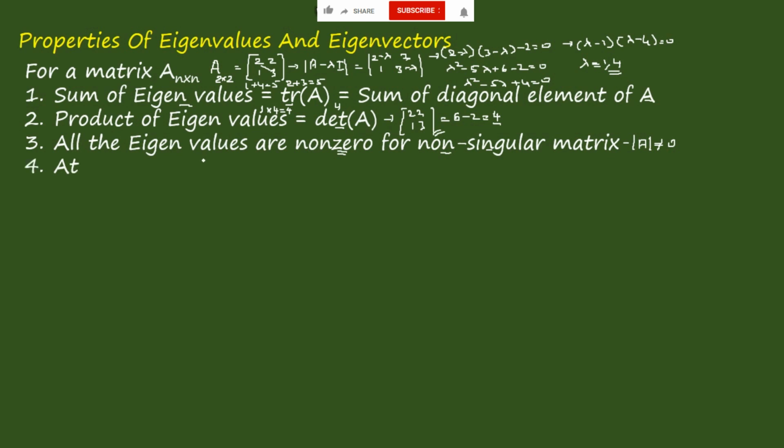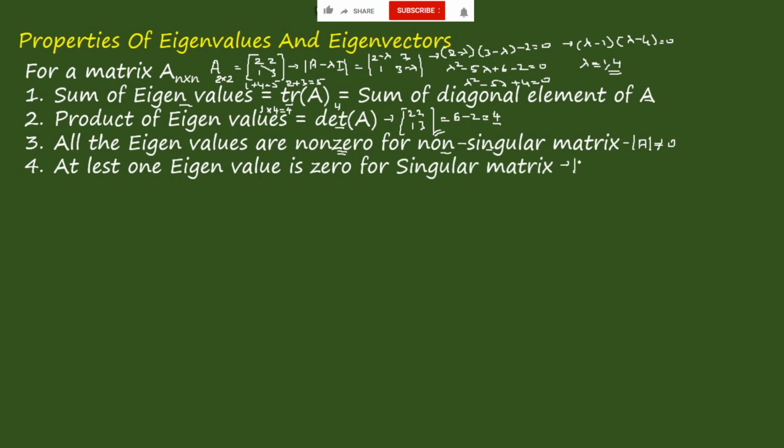Come to the next one. At least one eigenvalue is 0 for a singular matrix. What is a singular matrix? It is when the determinant of matrix A is equal to 0. Consider one example for this one also, like [1 2; 1 2]. If you want to find the eigenvalues for this one, it becomes the determinant of [1 minus lambda, 2; 1, 2 minus lambda], right? So find the values for it.